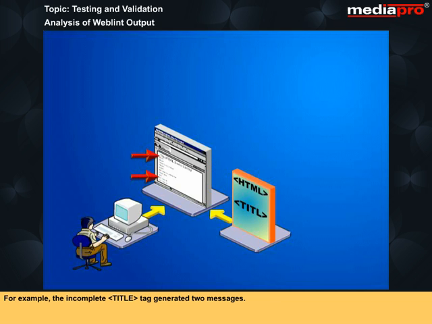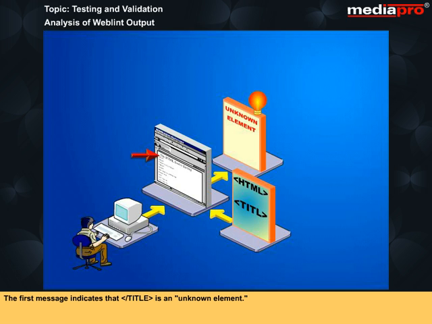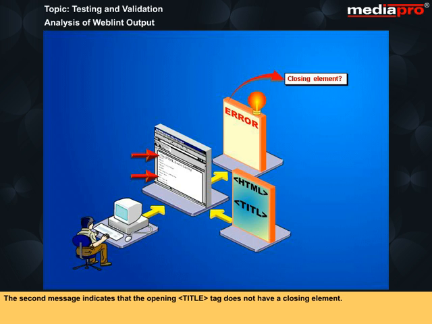For example, the incomplete title tag generated two messages. The first message indicates that /title is an unknown element. This is obviously a simple syntax error attributable to the misspelling of the title tag. The second message indicates that the opening title tag does not have a closing element. This is also attributable to the misspelling of the closing title tag.